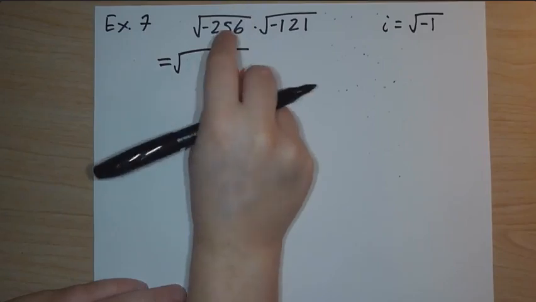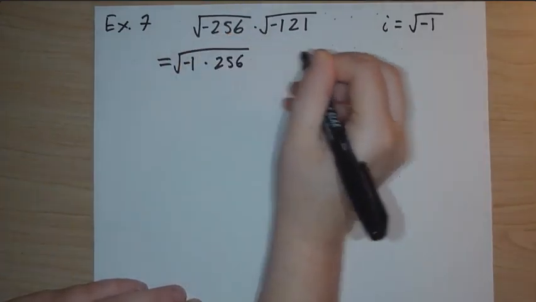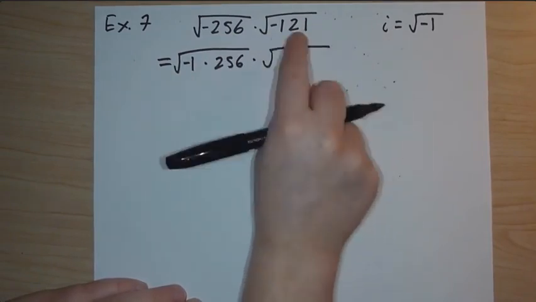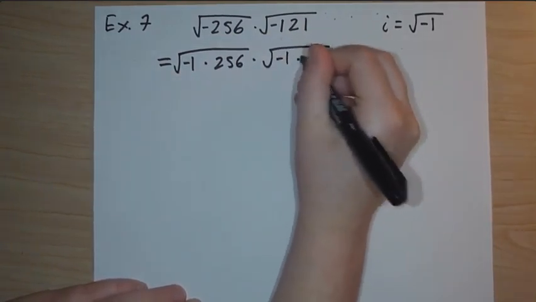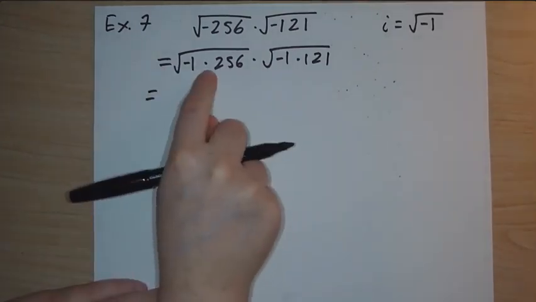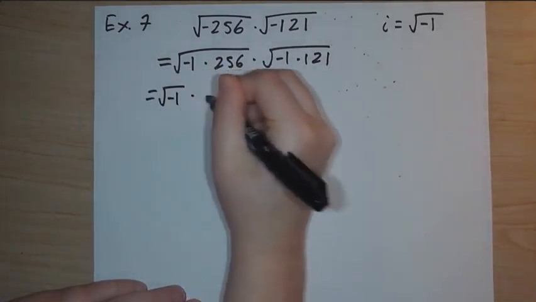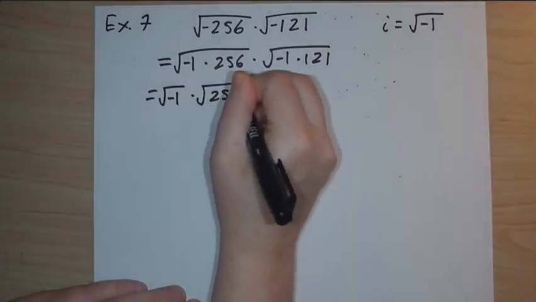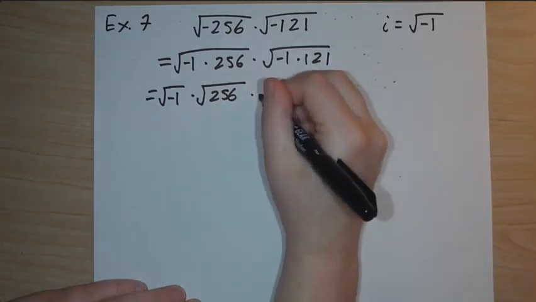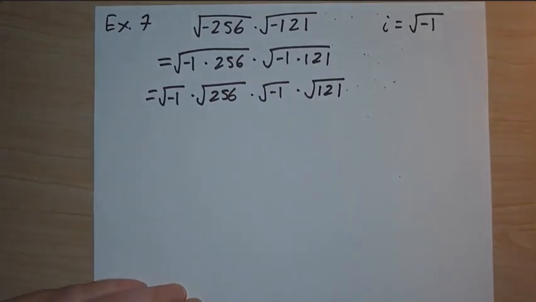So for negative 256, we can rewrite this as negative 1 times 256. And for the square root of negative 121, we can rewrite this as negative 1 times 121. We can further separate this, if we have two numbers being multiplied within a single square root, as the square root of negative 1 times the square root of 256. And for this one, we have the square root of negative 1 times the square root of 121.